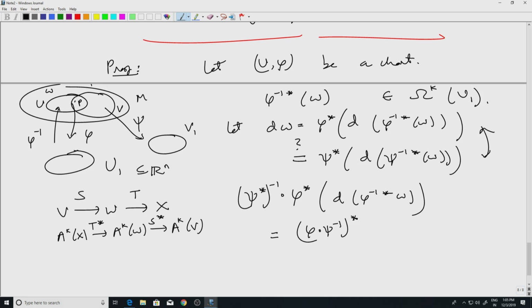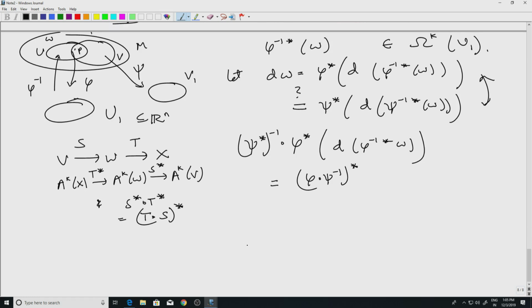And we have seen that this S star composed with T star is the same as T composed with S star. So the order gets reversed when you are dealing with pullbacks of differential forms, pullbacks of alternating k-tensors. Alternating is irrelevant for this. Well, yes, combining these two, I can write it like this, and then I still have d of phi inverse star omega.